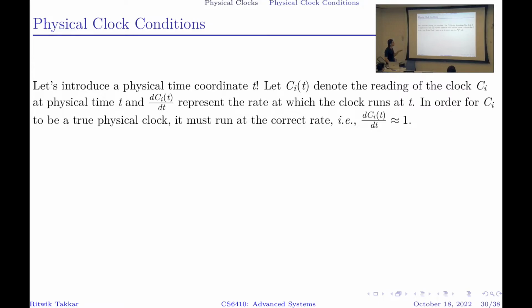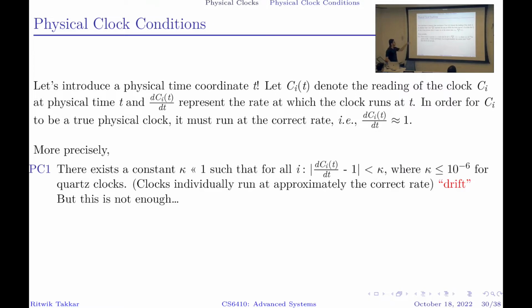C sub I of T denotes a reading of the clock, C sub I of physical time T, and that derivative with respect to time represents the rate at which the clock runs at any time coordinate, at any unit of time. So correctness should be that the rate at which the clock runs, the derivative, should be roughly equal to 1, right? That means it's going to be running correctly.